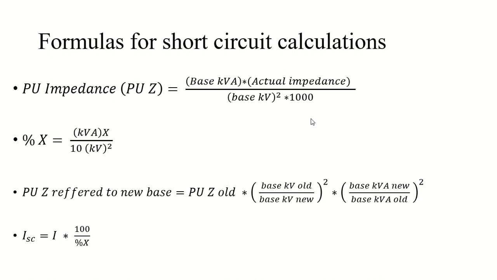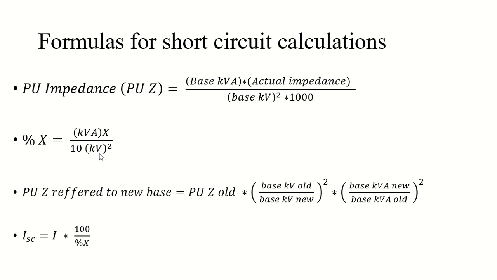Similarly, the formula for per unit reactance or percentage reactance, let's call it percentage reactance. It is the formula of percentage reactance. If you want to find the value of per unit reactance, then you have to do some minor changes in this formula. So what is the value of percentage reactance? It is nothing but the multiplication of kVA with actual reactance divided by 10 into kV square. That is the formula of your percentage reactance.